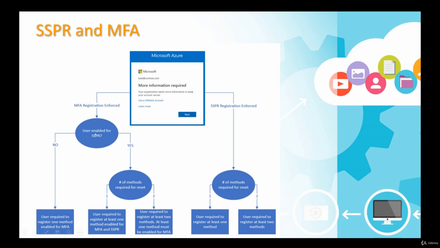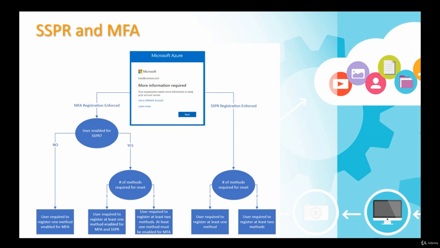So if you go down this route here first, it says the user is enforced MFA through the Azure console. We actually saw in our previous lesson how to do that, right? So it says user enabled for SSPR. If no, then it says user is required to register one method enabled for MFA. If yes, it says number of methods required, 1 or 2. If 1, the user is required to register at least one for MFA and SSPR. And secondly, if they've got 2, then the user is required to do 2 methods, and it says at least one method for MFA must be enabled.